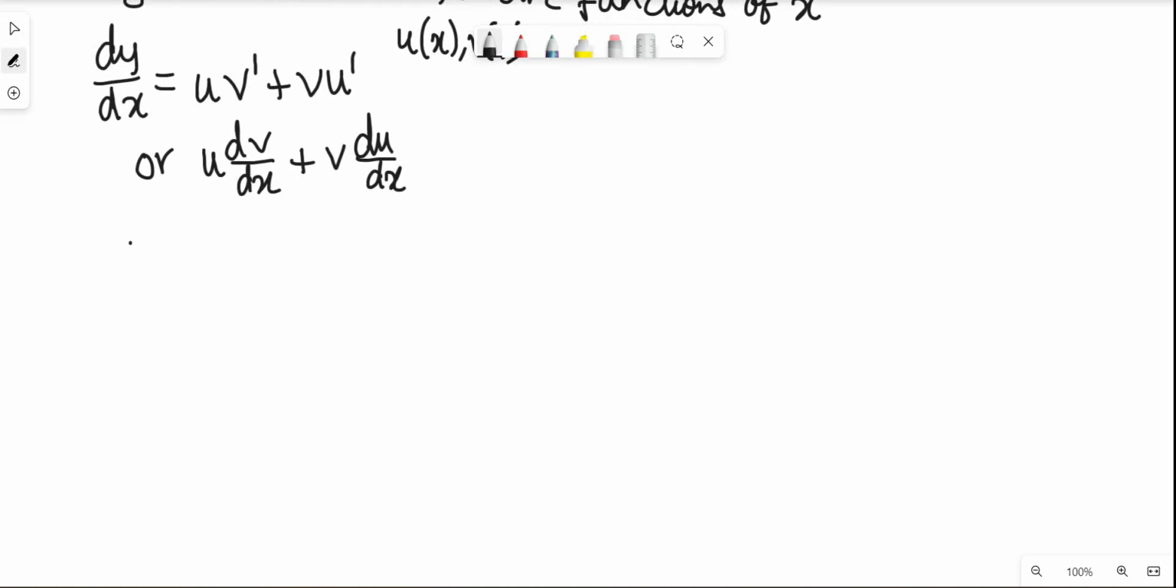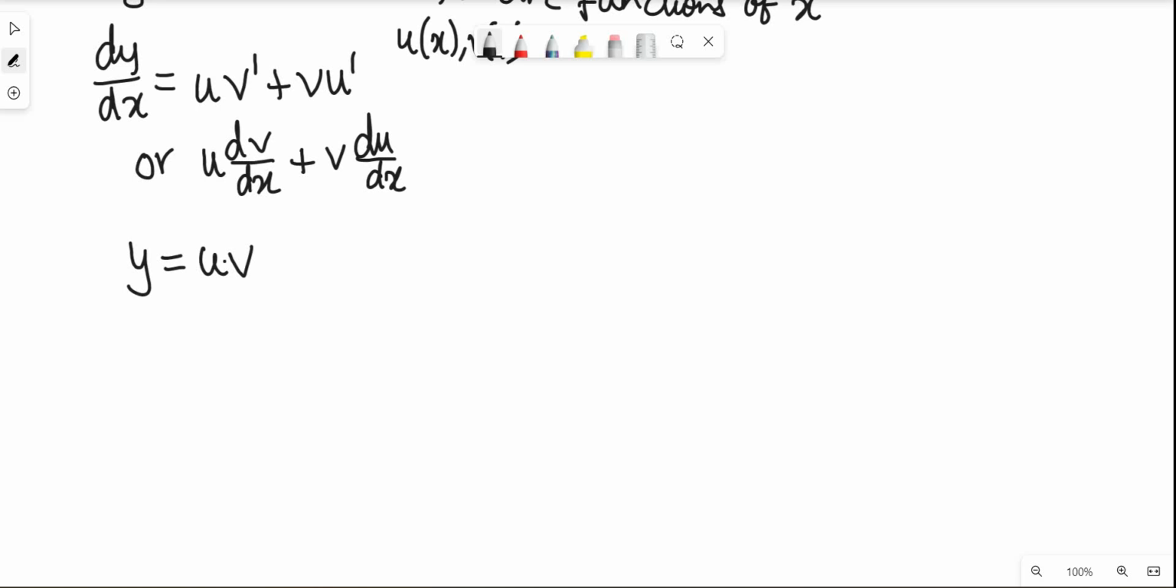So first of all, we have y equals uv. Now, let's assume we don't know the product rule. What can we do to find dy by dx? Remember there's a multiplication in the middle, and we don't want a multiplication because we don't have the product rule.